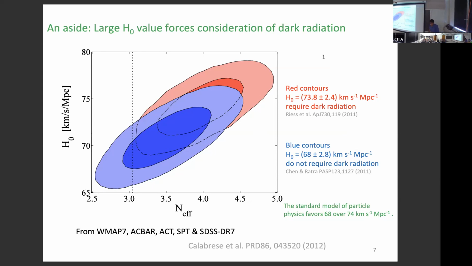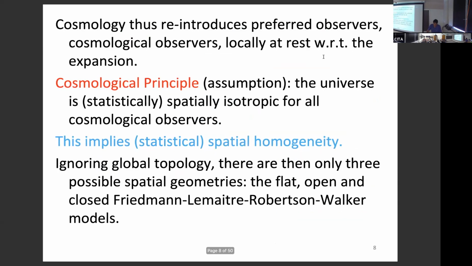And if you go back 20 or so years, 25 years maybe, we didn't know the Hubble constant to a factor of 2, and there's been a huge amount of progress since then.